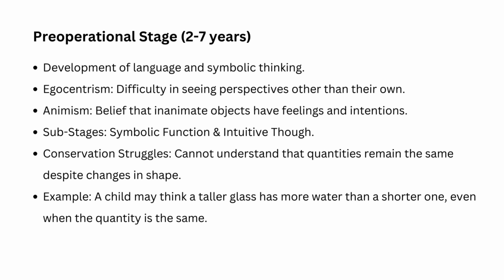Now, this stage also has 2 substages. One is the symbolic function, which is 2 to 4 years. At the beginning of this stage, children start to use language to represent objects that are not physically present. They can engage in pretend play, like using a banana as a phone or imagining a doll as a real baby. Next is the intuitive thought stage, which is 4 to 7 years.